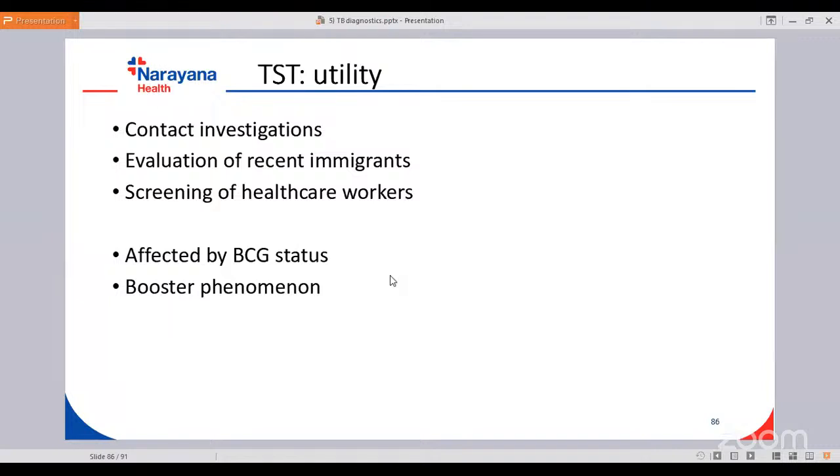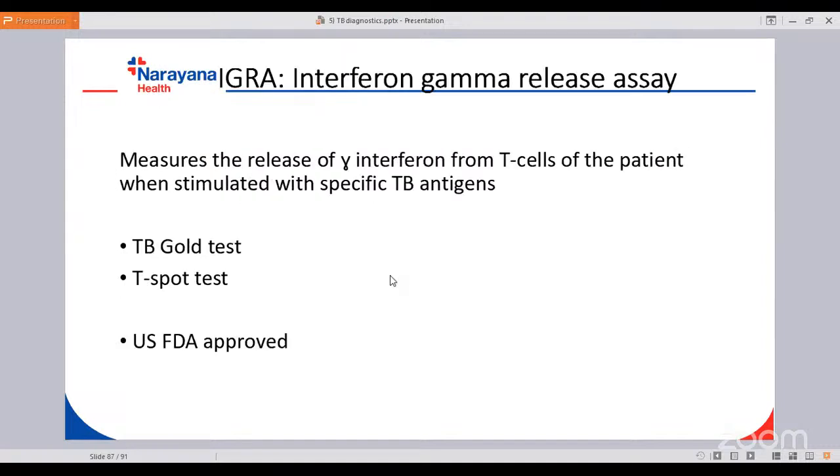Then for screening of healthcare workers. If you've got pulmonologists, respiratory therapists, technicians, microbiologists working in the TB lab, for screening, you can do the tuberculin skin test. One disadvantage of this Mantoux test or tuberculin skin test is that, traditionally, it has been said that it may be affected by BCG vaccination, and it may give you false positive results.